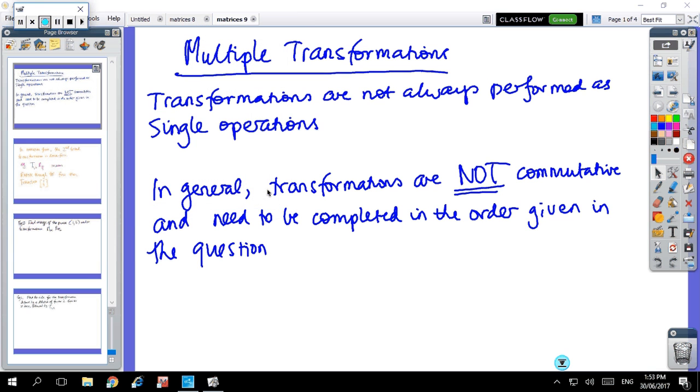Okay, so up to the second last video, hopefully on matrices, and this time it's about multiple transformations, because transformations don't always happen in singles. So in general, transformations aren't commutative, and commutative just means the order is important. So whatever the order is in the question, that's what you need to do. Okay, so let's look across the next page.